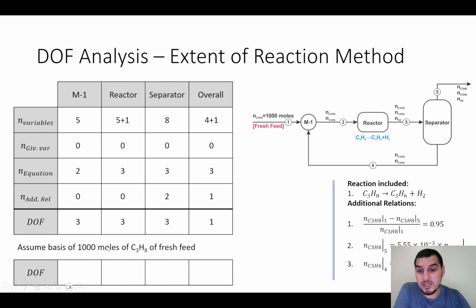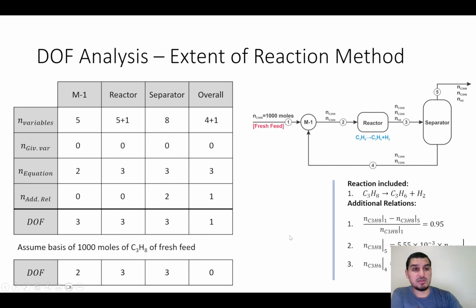So now we can assume a basis of 1000 moles of propane. And now this 1000 is going to be added to the mixer and the overall loop. So these are the degrees of freedom. So the overall is 0.